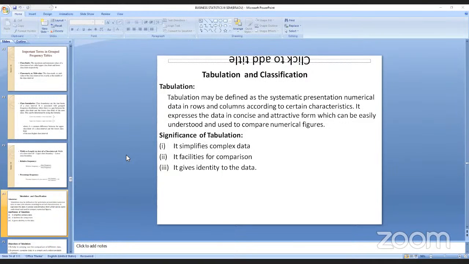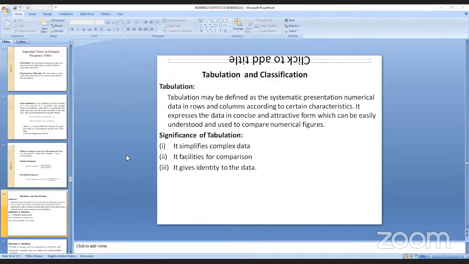Now we are going to start with the tabulation and the classification. What is meant by tabulation? Tabulation means presenting, in a systematic way, all the numerical data in rows and columns. Statistics is also concerned with rows and columns, according to a certain category, that is, X values in one column and Y values in another column. It is a systematic presentation of the numerical numbers which we can see in the rows and columns.